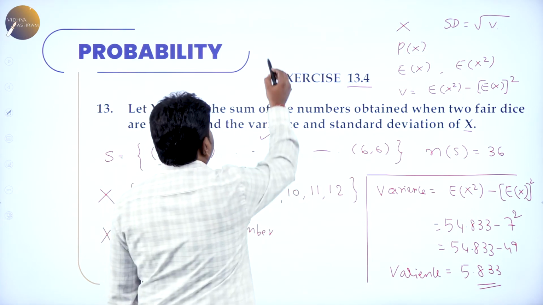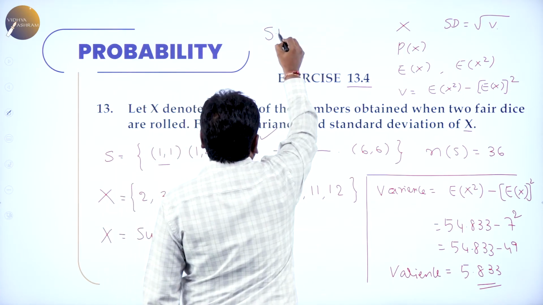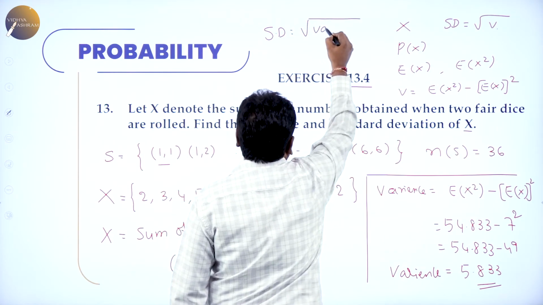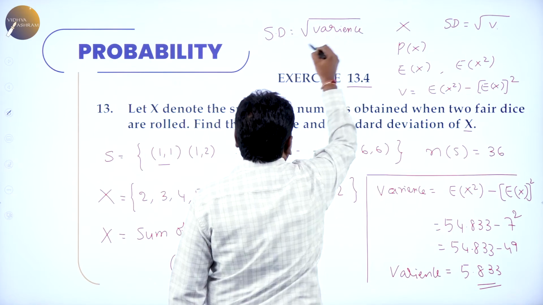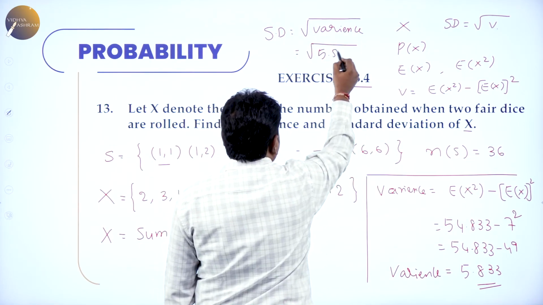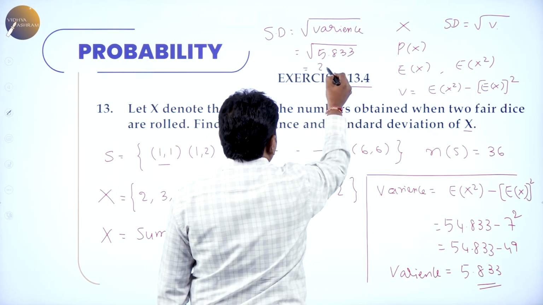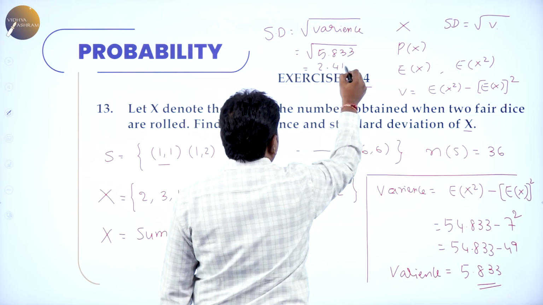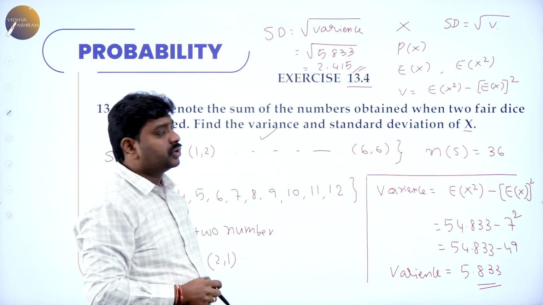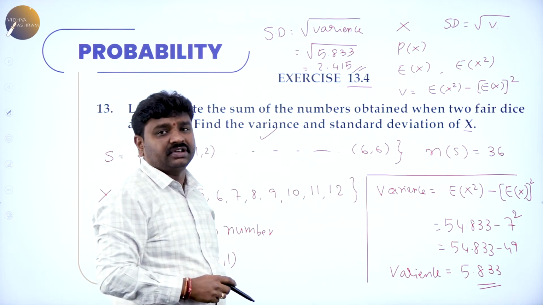Now we need standard deviation. Dear student, standard deviation is the root of variance. That is root of 5.833. That will give you 2.415. So this is the value. So this is the standard deviation.